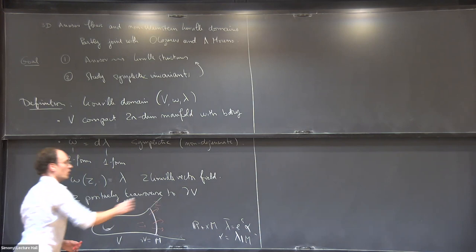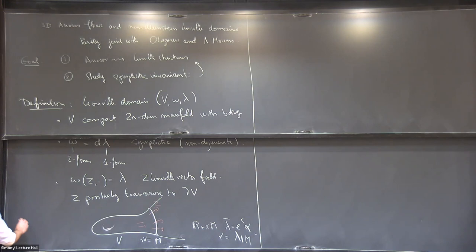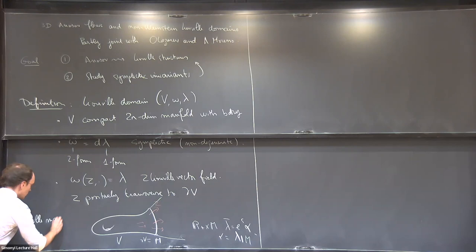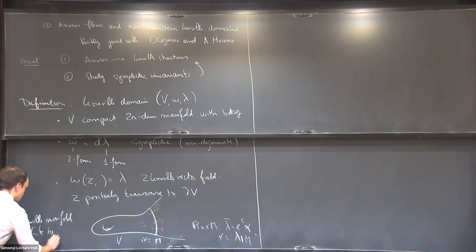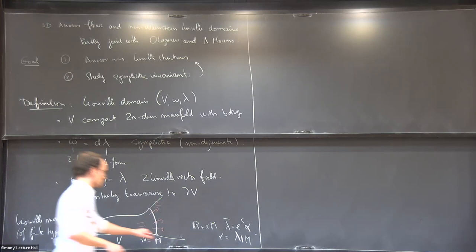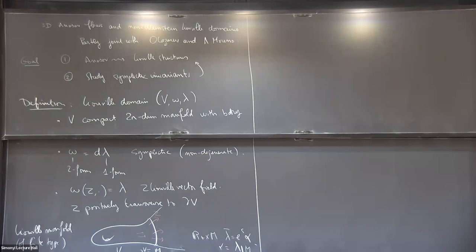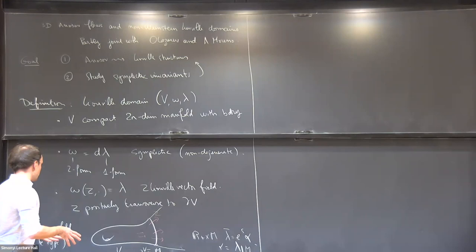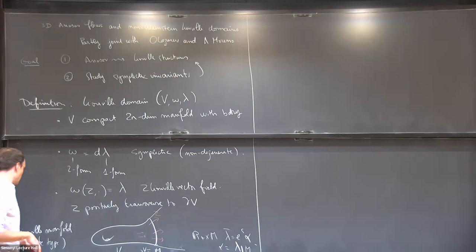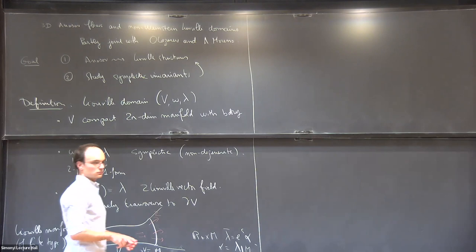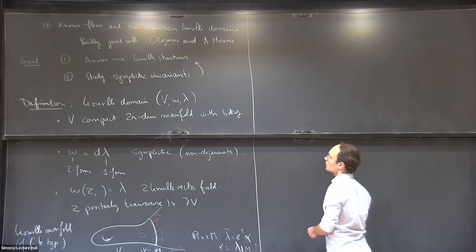This new object that has no boundary we call a Liouville manifold, and to be more precise, it's a Liouville manifold of finite type. I will only care about finite type today. A priori, you could have a Liouville manifold that is not necessarily conical at infinity, but if it is, then it's of finite type. I see, so it's just something that is the completion of a domain. Yes, essentially. Okay.